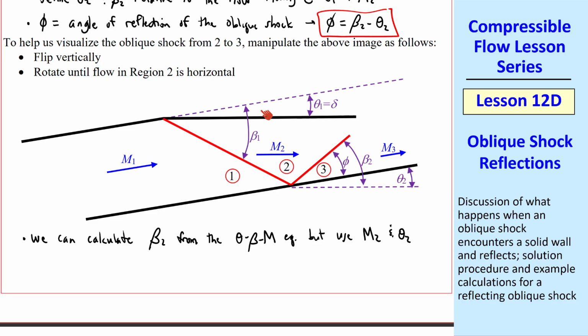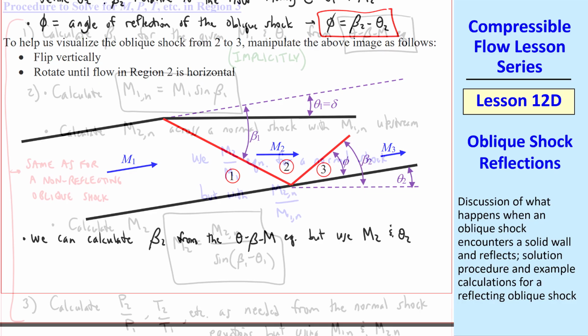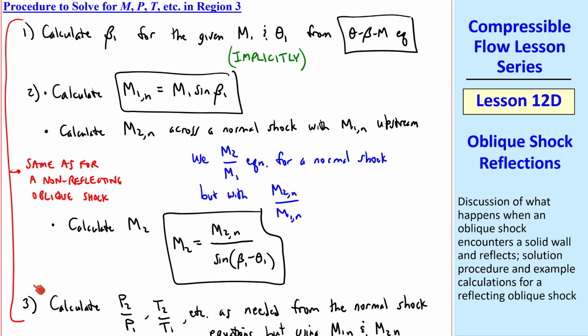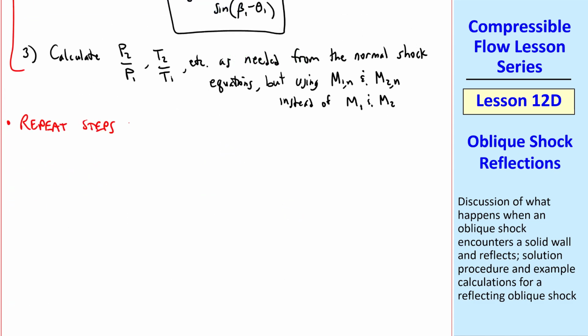Well, now we're in region 2, and we again have a flow approaching a sudden change in the wall direction, which generates an oblique shock from 2 to 3. So we repeat these 3 steps, but going from region 2 to 3 instead of 1 to 2. I'll write that out here, namely that we repeat steps 1 to 3, but for M2 and theta 2 instead of M1 and theta 1, since it's really just another new problem of an oblique shock formed by a sudden change in the wall.